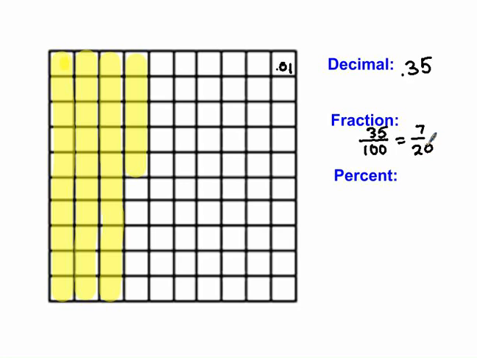As a percent, it's very simple. This is already a percent: any number out of 100, per meaning of 100, centi, so it's 35%. And you can see the relationship between 35%, 0.35, and 35/100ths.